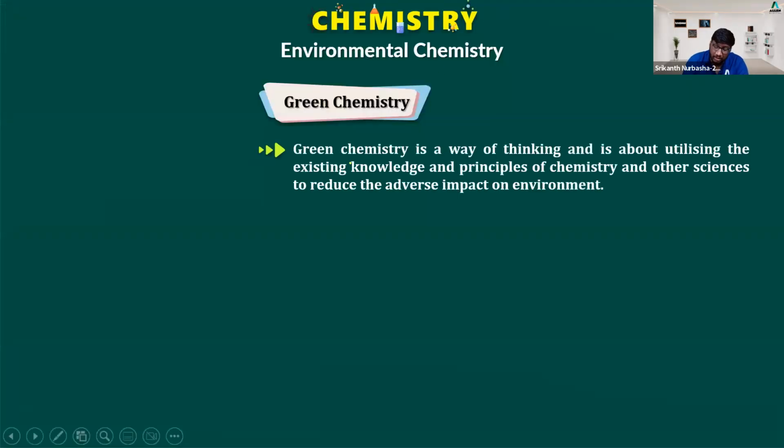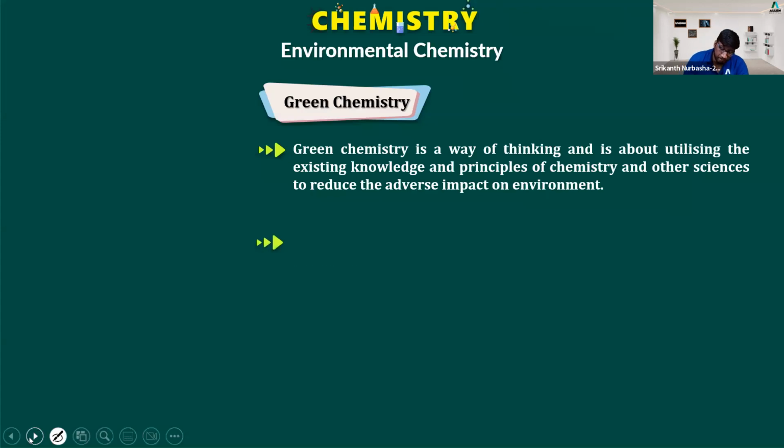Then comes the concept of green chemistry. Green chemistry is a way of thinking and is about utilizing the existing knowledge and principles of chemistry and other sciences to reduce the adverse impact on the environment. Whatever human activities we are doing, they are all going to be disturbing the ecosystem or biodiversity.